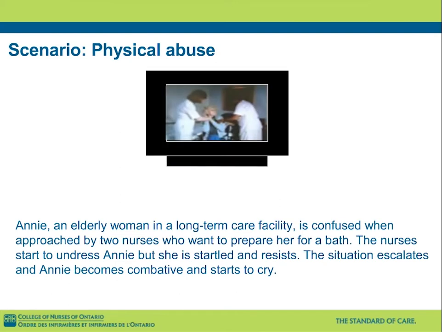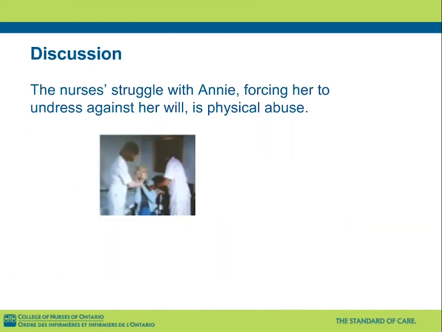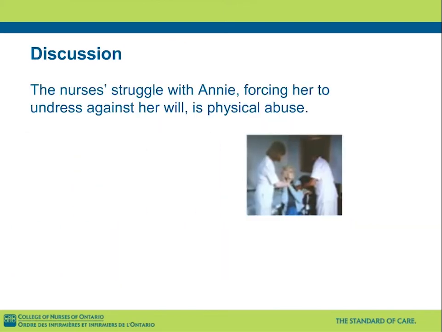Annie, an elderly woman in a long-term care facility, is confused when approached by two nurses who want to prepare her for a bath. The nurses start to undress Annie, but she is startled and resists their efforts. The situation escalates and Annie becomes combative and starts to cry. Struggling with Annie, forcing her to undress against her will, is physical abuse.